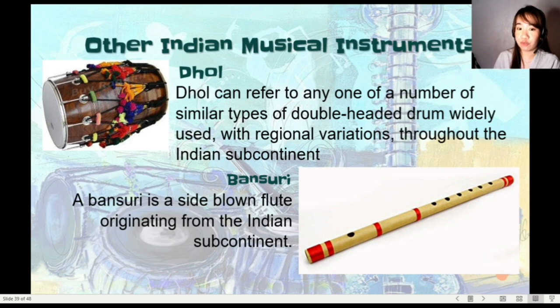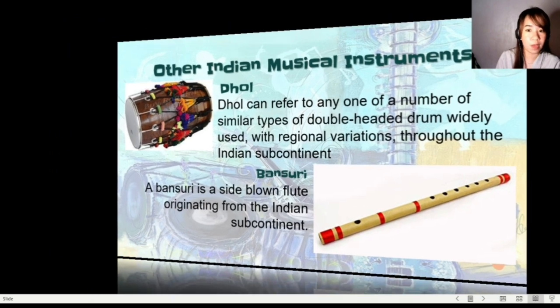Next, we have dhol, and dhol can refer to any one of a number of similar types of double-headed drum widely used with regional variations throughout the Indian subcontinent. And then they have bansuri. A bansuri is a side-blown flute originating from the Indian subcontinent. So, bansuri is a type of wind instrument.